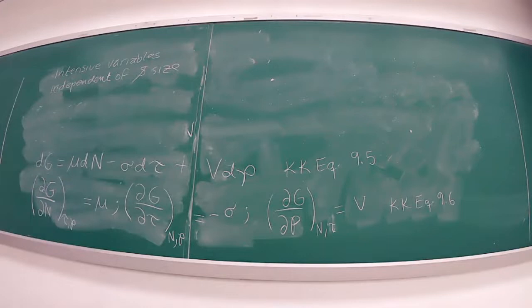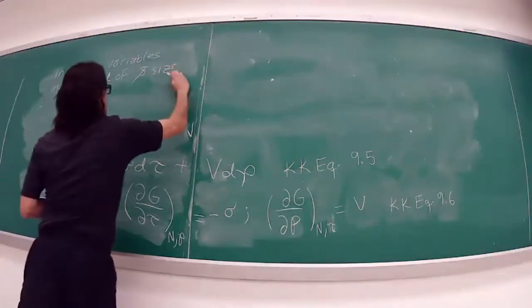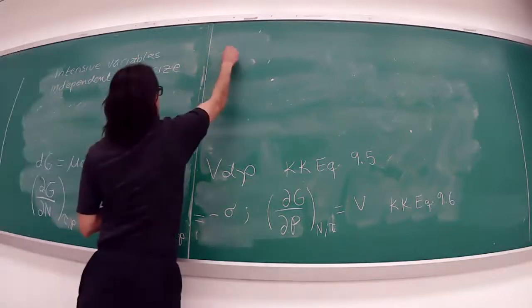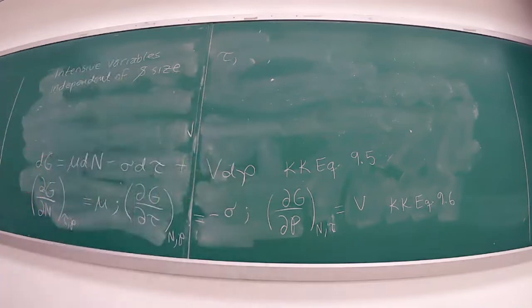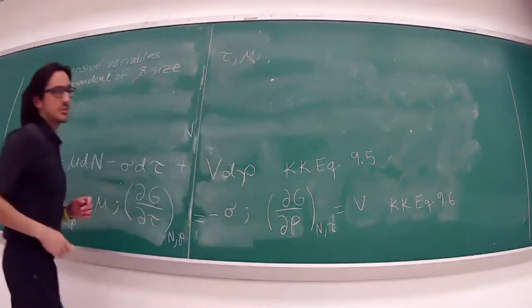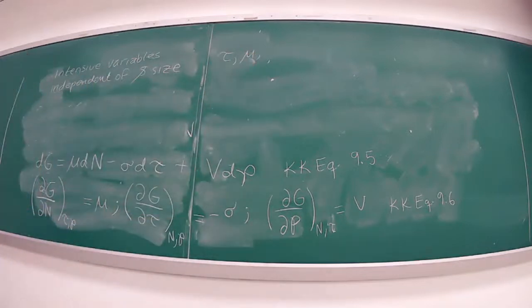Independent of system size. What are examples of intensive variables? George? Temperature. What else? Chemical potential. What else? Pressure, yeah.